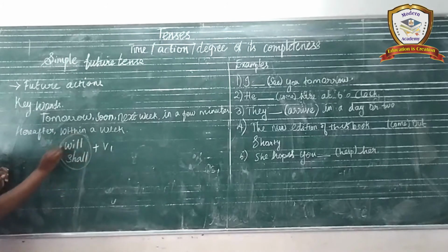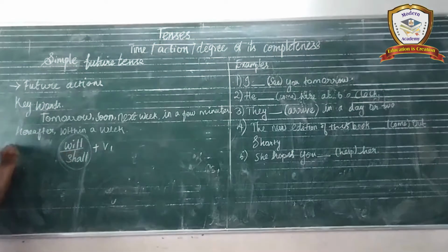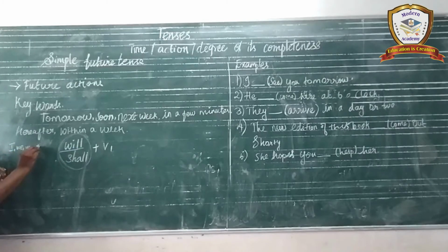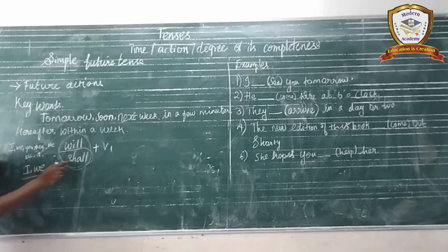These modal auxiliary verbs indicate the future. Where do we use shall? If the subject is I or we, we use shall. For you, they, he, she, it, we have to use will. Shall is the traditional future tense, used if the subject is first person singular, I, or first person plural, we. Understand? Shall is a traditional future tense.